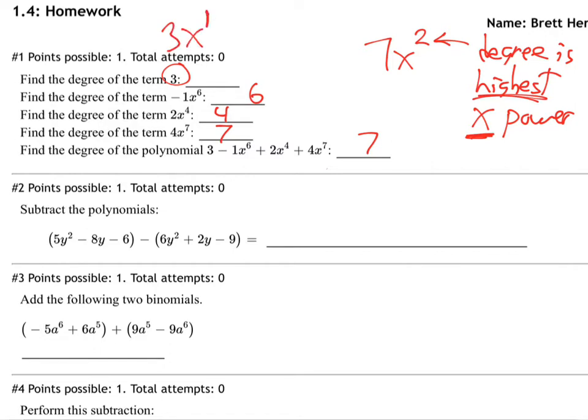Could I write it 3x to the 1 like that? And that would be the same? No, huh? That wouldn't be the same. 3x is not the same as 3. So we can't do that. Remember in math, we often make things look different without being different.